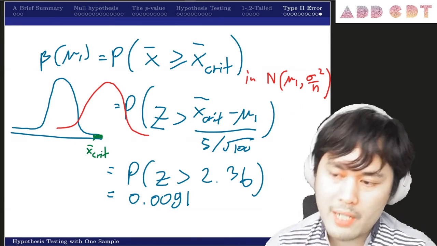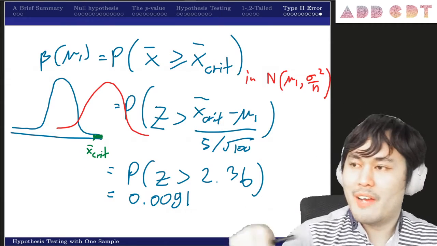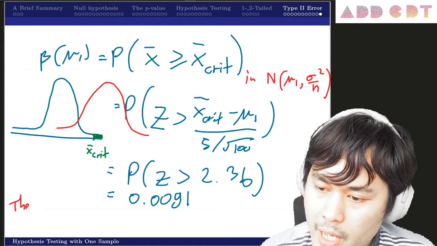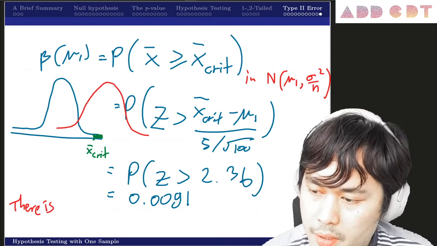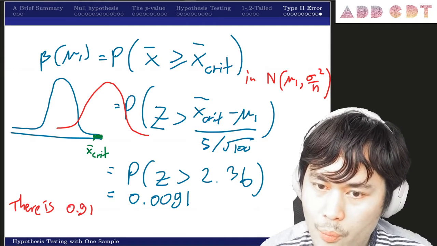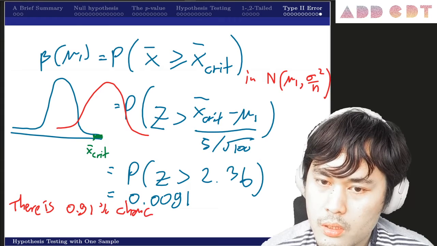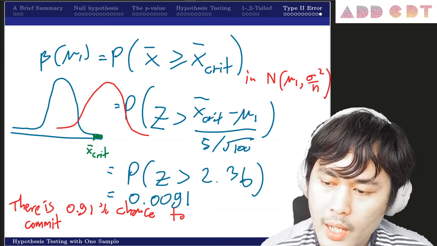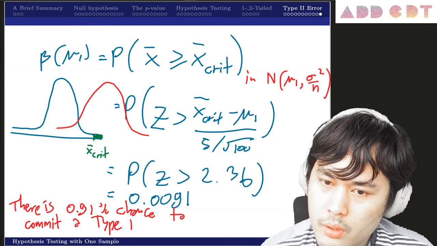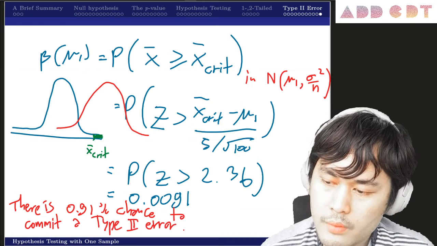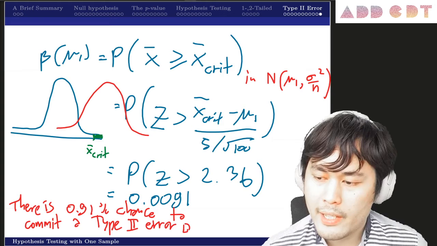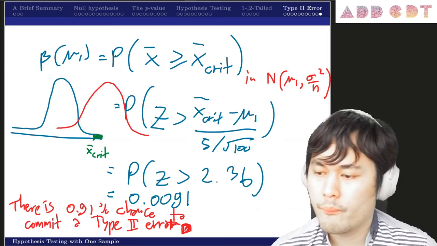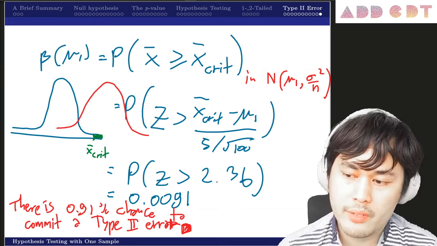So what is that number? Again you get a number, but you have to be able to interpret what it means. That number means there is this chance, which translates to a 0.91% chance to commit a type 2 error. And so that's the end of the line, and then we QED. We have a small chance to commit a type 2 error.